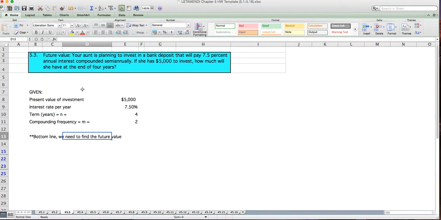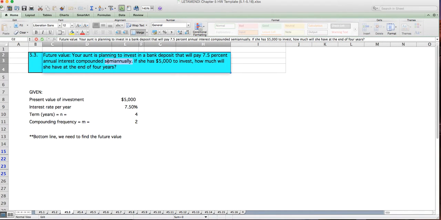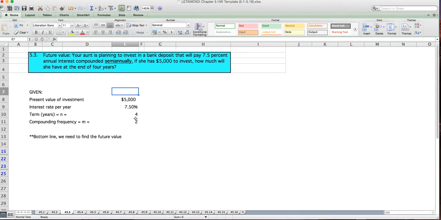All right, so the given present value of the investment is 5,000. The interest rate per year is 7.5%. The terms, or the N, if you're using the business analyst calculator, is 4, right? And the compounding frequency is 2. Why 2? Because it compounds semi-annually. Remember, we said semi-annually. So semi-annually means twice a year, okay? So the bottom line is that we need to find the future value.